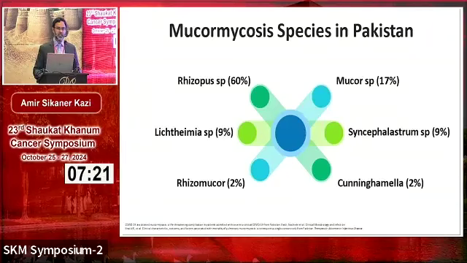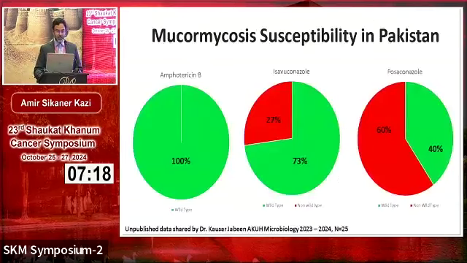So Rhizopus species is most common. This is Dr. Kausar Jabeen's AKU data that she's been very kind to share. This is her unpublished data from 2023-24 for over 25 patients, and she was looking at mucor sensitivity at AKU, and the data was overall in some ways alarming and in some ways reassuring. So green is good, that's sensitive, that's wild type. Red is resistance, and that's non-wild type.